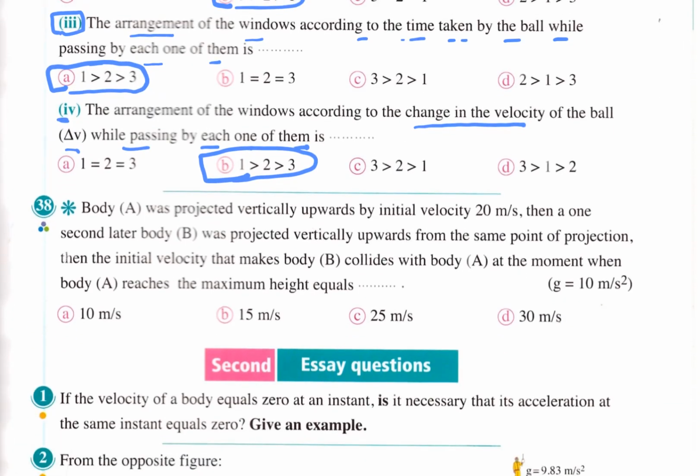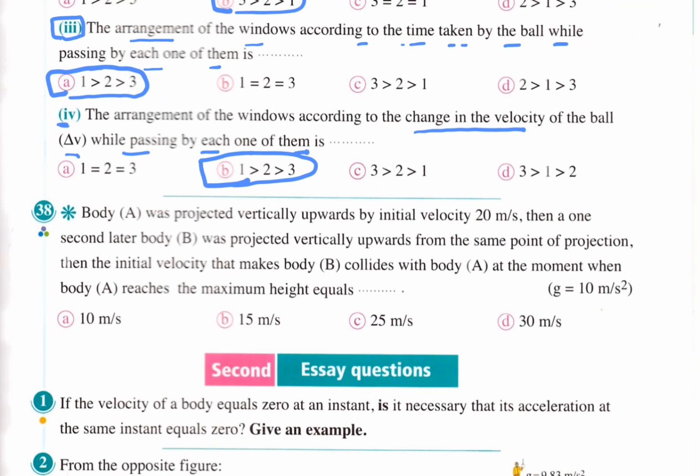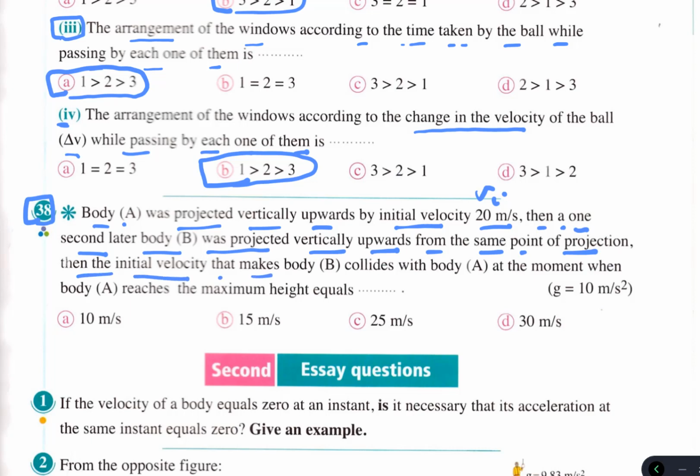Okay, guys, let's go directly to number 38. Body A was projected vertically upward by initial velocity. Then after 1 second, body B was projected vertically upward from the same point of projection. Then the initial velocity that makes body B collide with body A at the moment when body A reaches the maximum height equals.